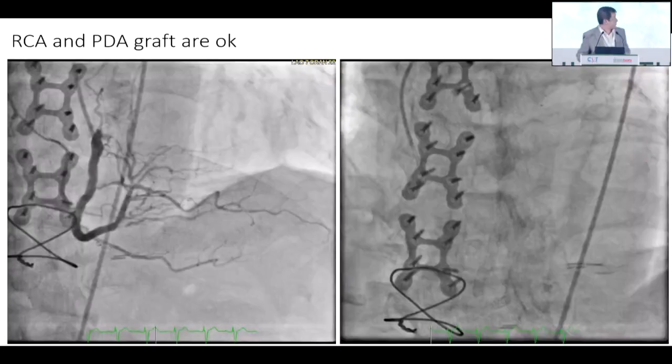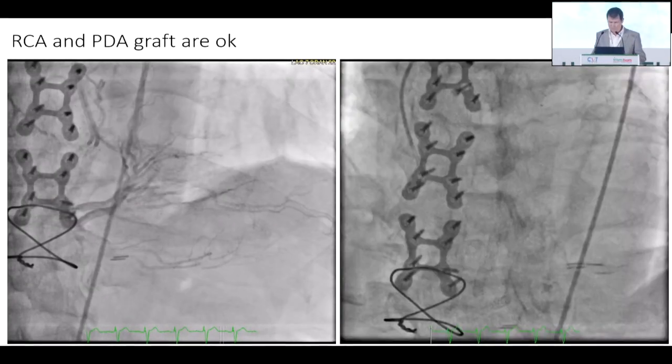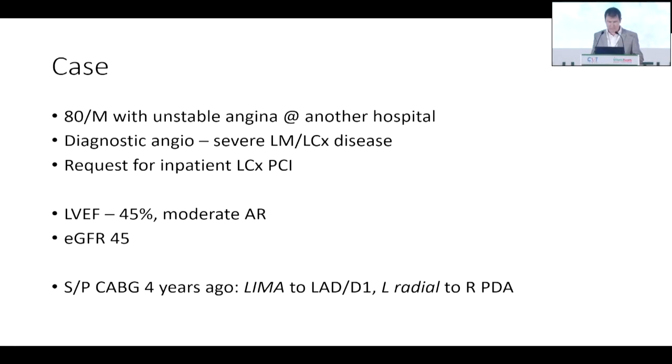So this is the first case of Robital that I did. Okay, so this was a father of an interventional cardiologist. In Australia, you cannot treat your relatives. So he was referred to me.